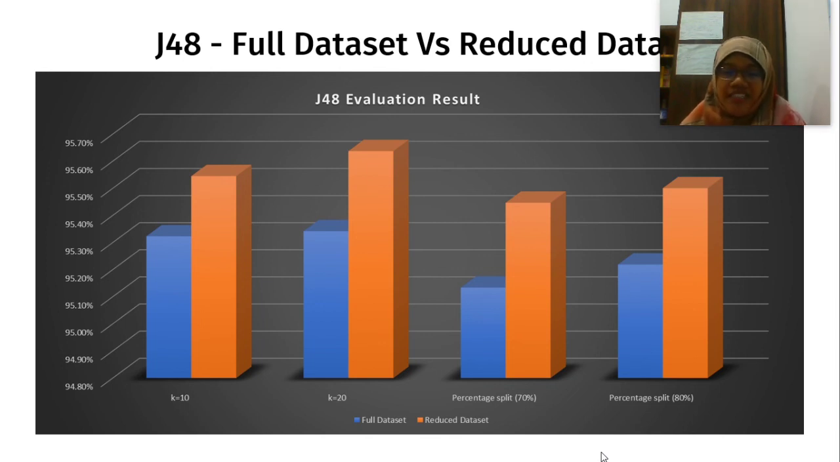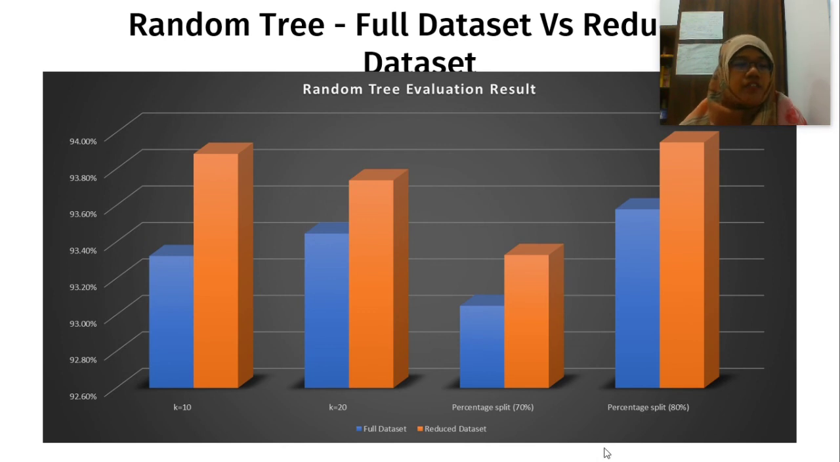And last, the accuracy increased by 0.22% for the reduced dataset with 10 folds compared to the cross-validation with 10 folds for the dataset before reduction. Alright, next graph. The next graph is the comparison graph for the random tree algorithm for the full dataset versus the reduced dataset. Alright, the orange bar is for the reduced dataset, while the blue bar is for the full dataset. Okay, now I'm going to state the output result from this graph.